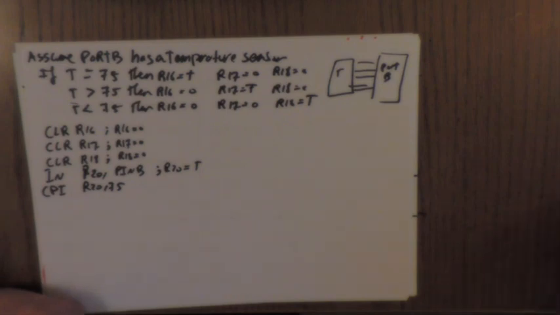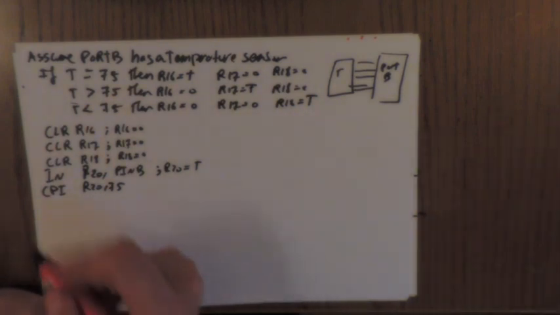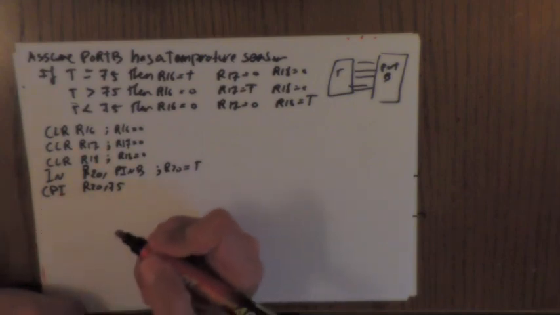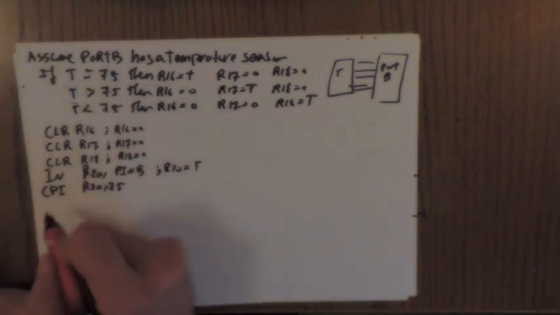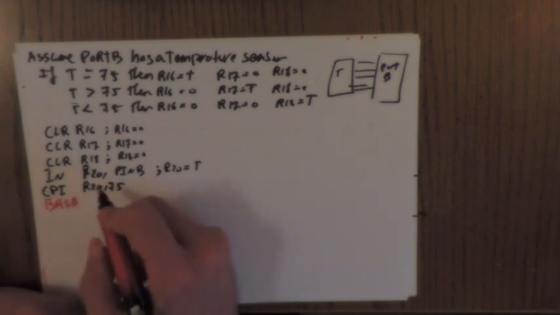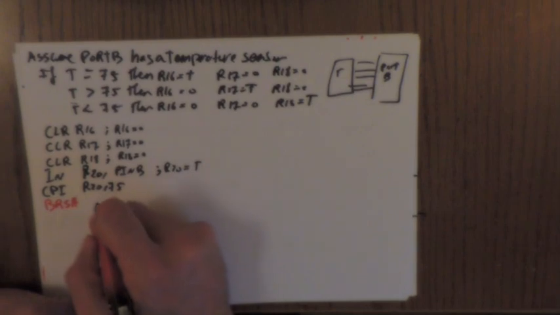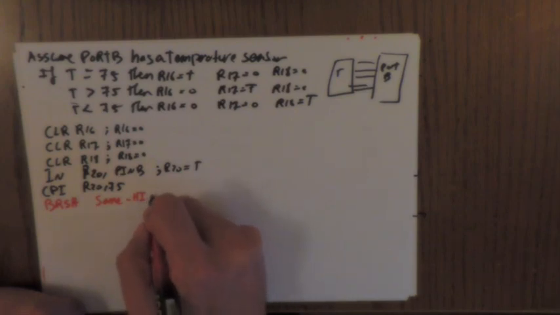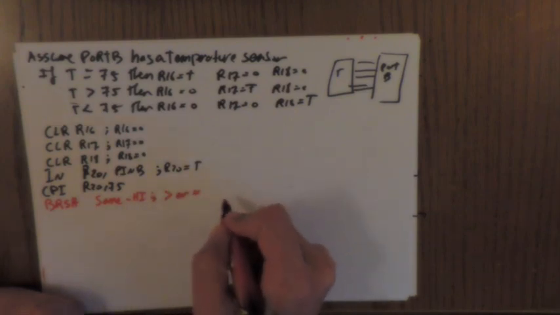Now, here I need to do the decisions. So I'm gonna write the first branch instruction. I'm gonna first say if it's equal or higher. So I can use BRSH, equal or higher. If this is true, I'm gonna go to a label, I'm gonna say same or higher. So this is the case where it's greater or equal.